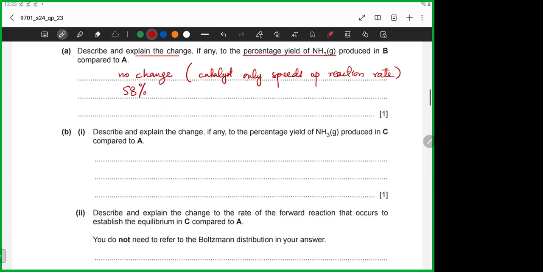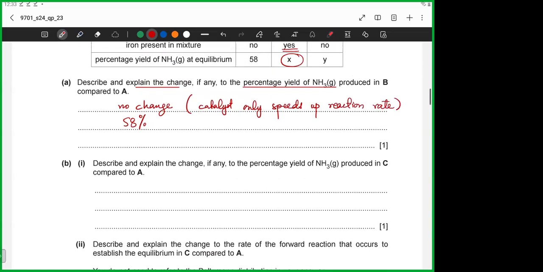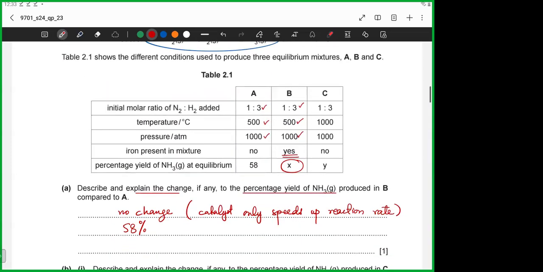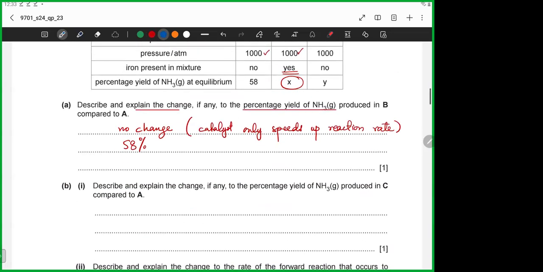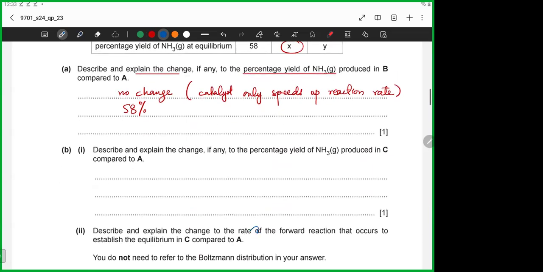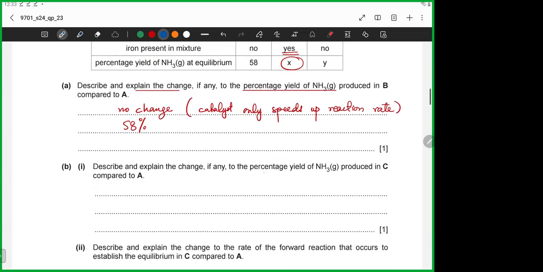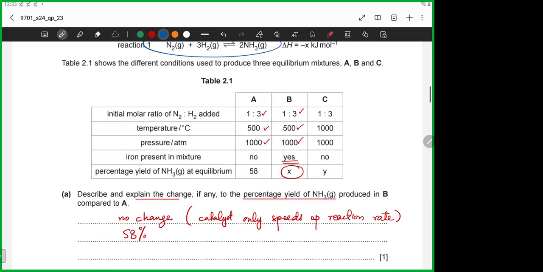Describe and explain the change, if any, to the percentage yield of NH3 produced in C compared to A. So what's going to happen in C now? The only difference is the catalyst is gone, but he's not asking about the rate, right? No, he's asking about the percentage yield.